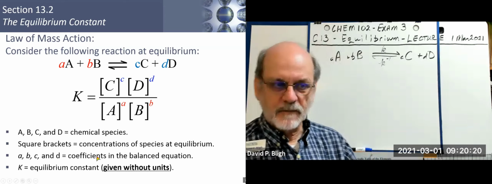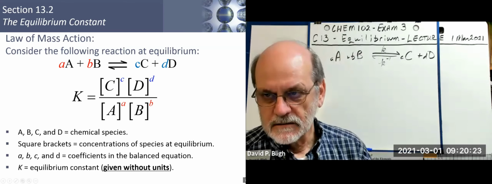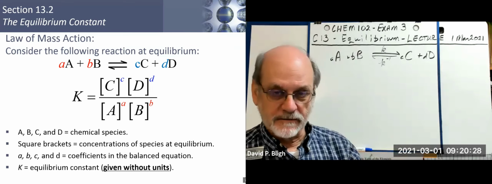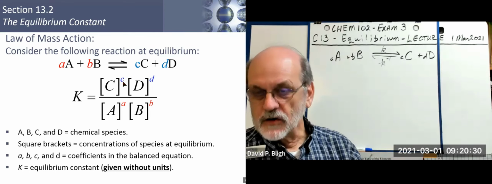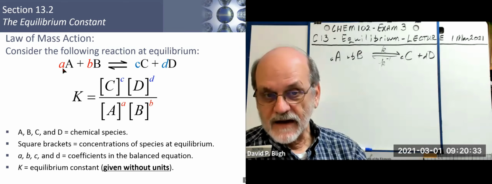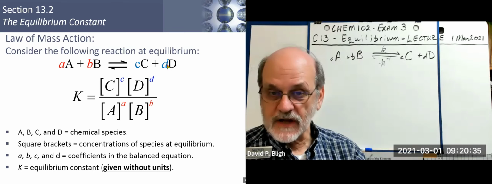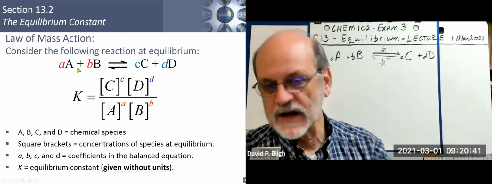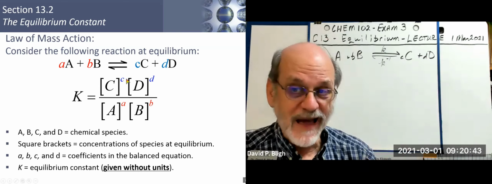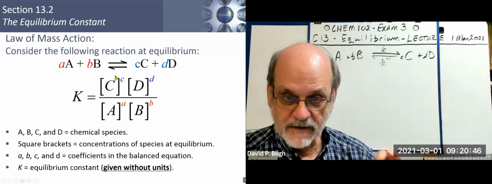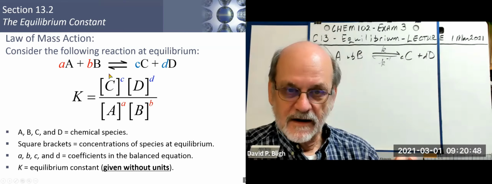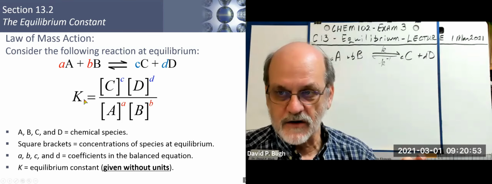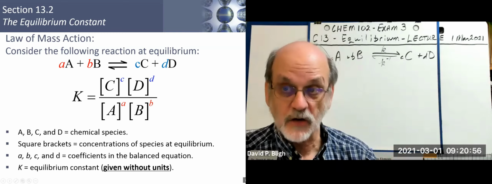Now, by convention, K is not given units. We exclude the units for one very practical reason. If you look at these, you know from experience that these balanced equations, the coefficients, sky's the limit. You could have any combination of coefficients which become powers of concentrations in this expression. So it can get complicated very quickly, and you can have units of measure here that are, to say the least, unwieldy.